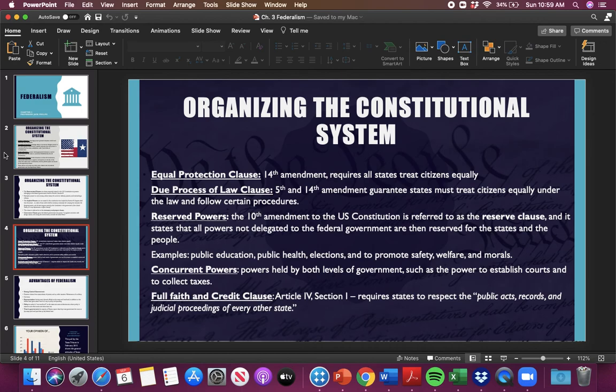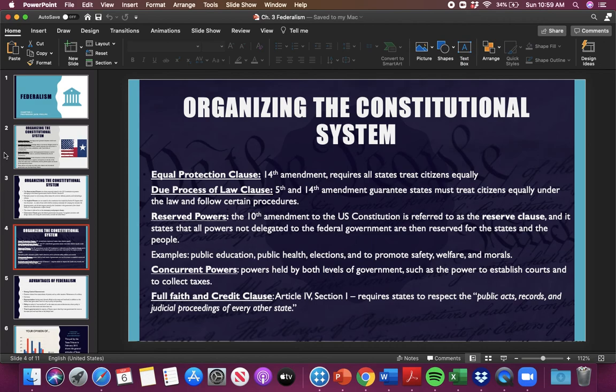Due process. When we talk about due process, we're talking about the Bill of Rights and all the protections we have when it comes to contact with law enforcement and the judicial system. And we'll talk more about this in our criminal justice chapter.